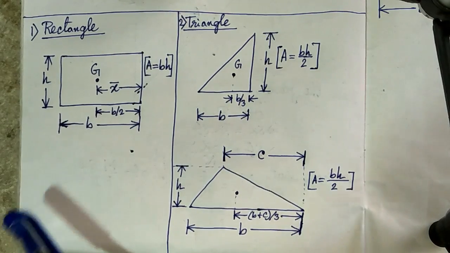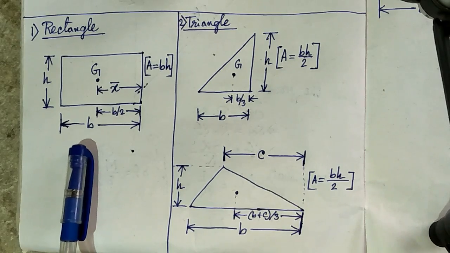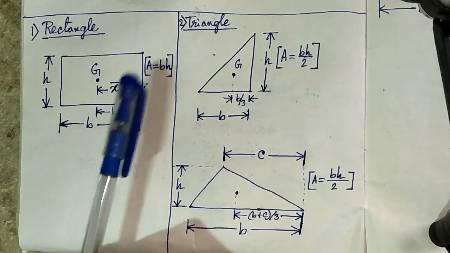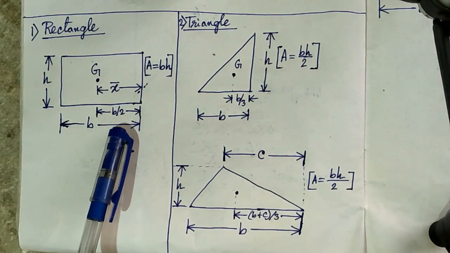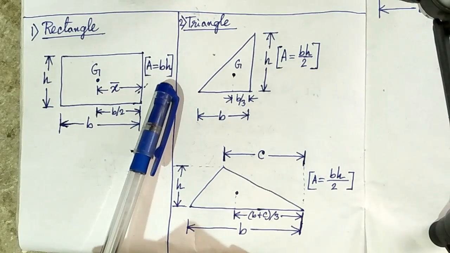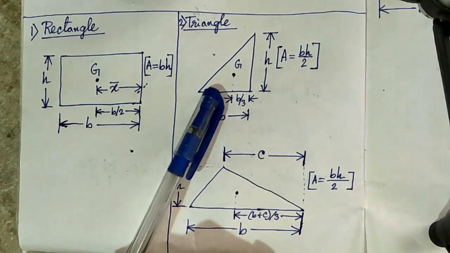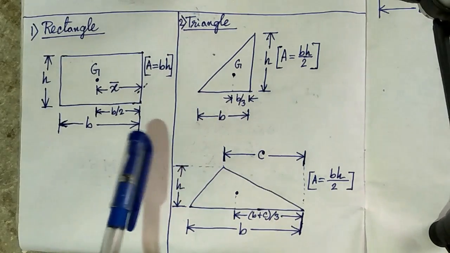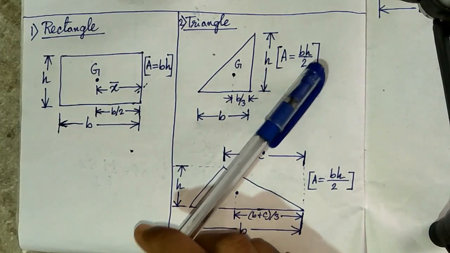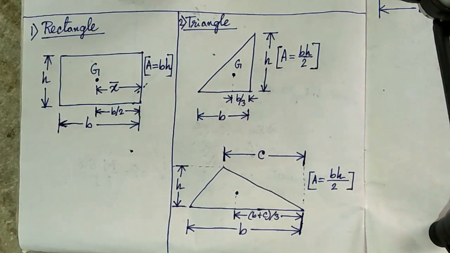The first one is the rectangle, height h and width b, and the CG, point G, is at x bar from the right-hand side. So the CG position is at b by 2, and the area is b into h, obviously. For a right angle triangle with height h and base b, the area is bh by 2, and the CG is situated at b by 3.